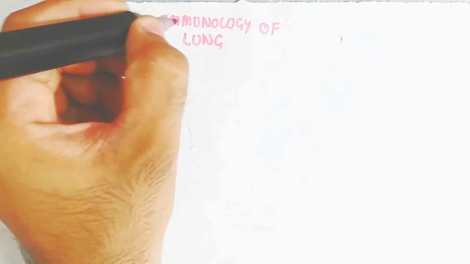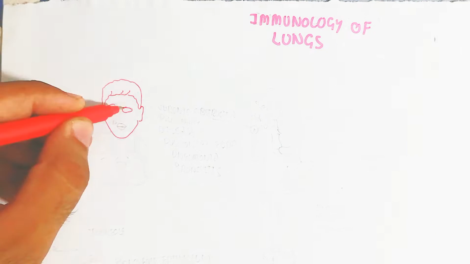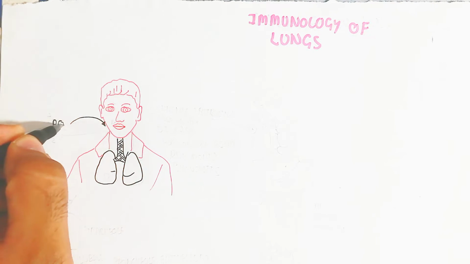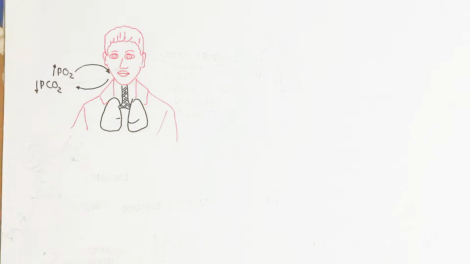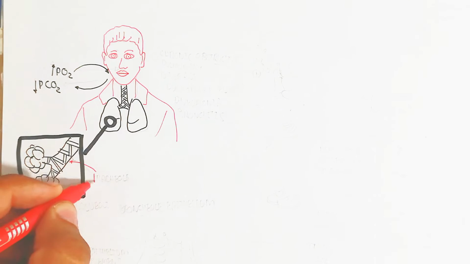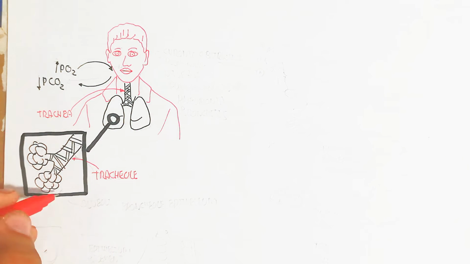Hello, in this video we will discuss the immunology of the lungs. Remember, the lung is in direct contact with the environment, exhaling carbon dioxide and inhaling oxygen due to partial pressure changes. For example, outside, the partial pressure of oxygen is higher.